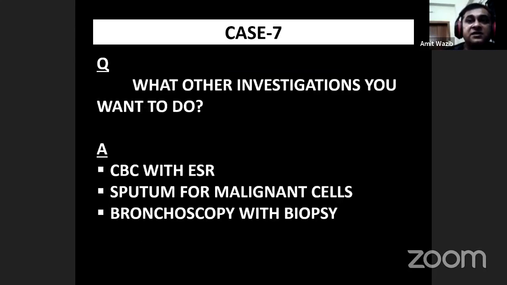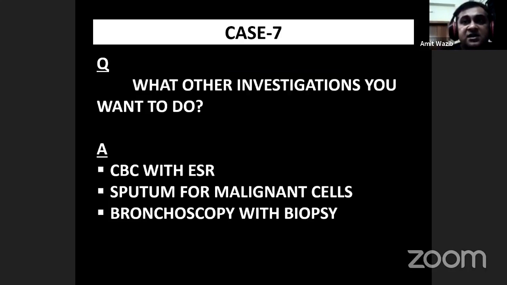So how will you investigate? What further test do you want to do? Of course, you will do a CBC with ESR. If the patient has sputum, then you can test the sputum for malignant cells. This is called cytology. And the most important test here will be bronchoscopy with biopsy.